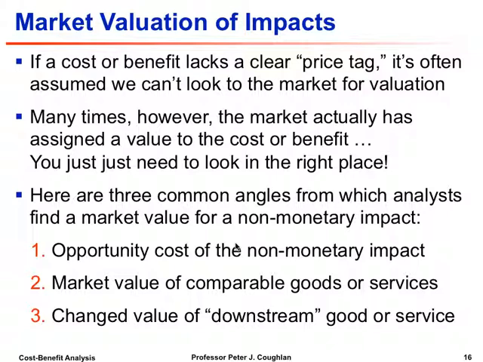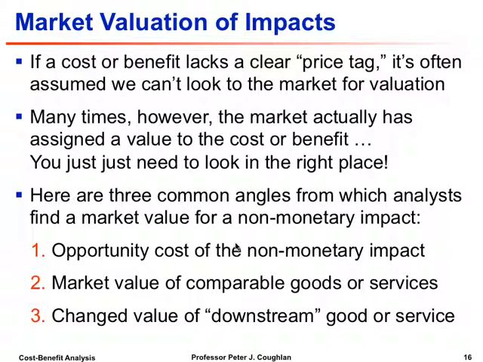What does the market say? But we tend to think, well, there is no market, right? So if a cost or benefit lacks a clear price tag, it is often assumed we can't look it up to the market valuation, right? We don't see that in the market. But maybe not directly, if you look in the right place, right? And so common angles from which analysts find a market value for non-monetary impacts are, for example, the opportunity cost of the non-monetary impact. What do you give up for that benefit? That would suggest some indication of how much you value something is how much you give up to obtain that something.